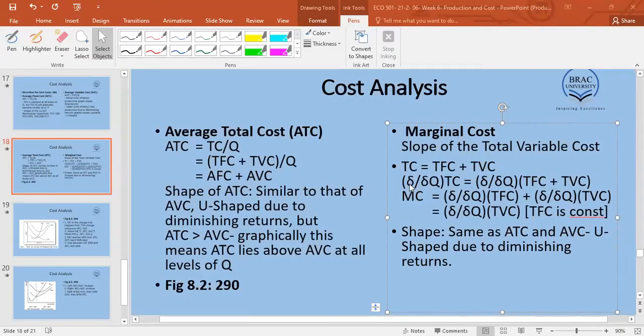This is marginal cost, the differentiated value of total cost, which is equal to what? The differentiated value of a fixed cost, which will be zero, plus the differentiated value of a variable cost. So marginal cost is actually the slope of the total variable cost. Is it clear, sir, or do I need to break it down? Okay, now I think I need to break it down.